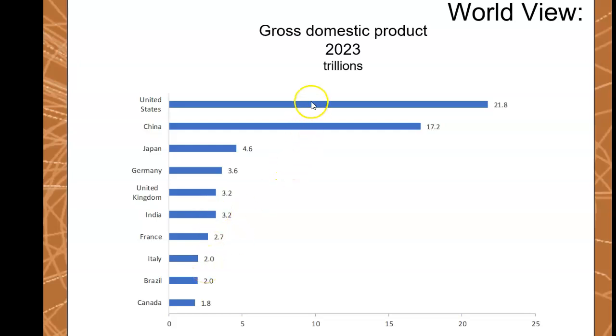And you can see that basically it's kind of a two-tier global economy in terms of two very large economies, and then what we would call middle-tier economies. So this gives you an idea of the level of activity taking place within each country's borders.